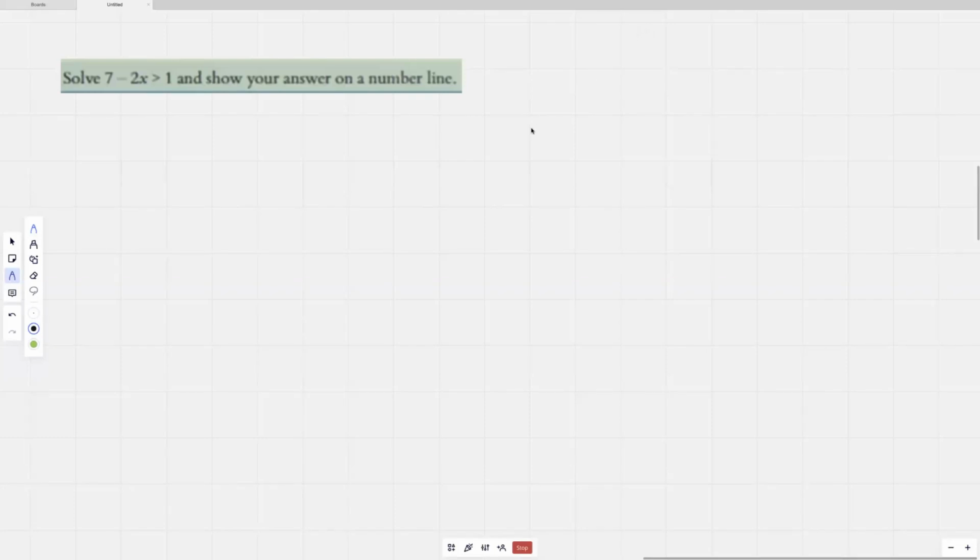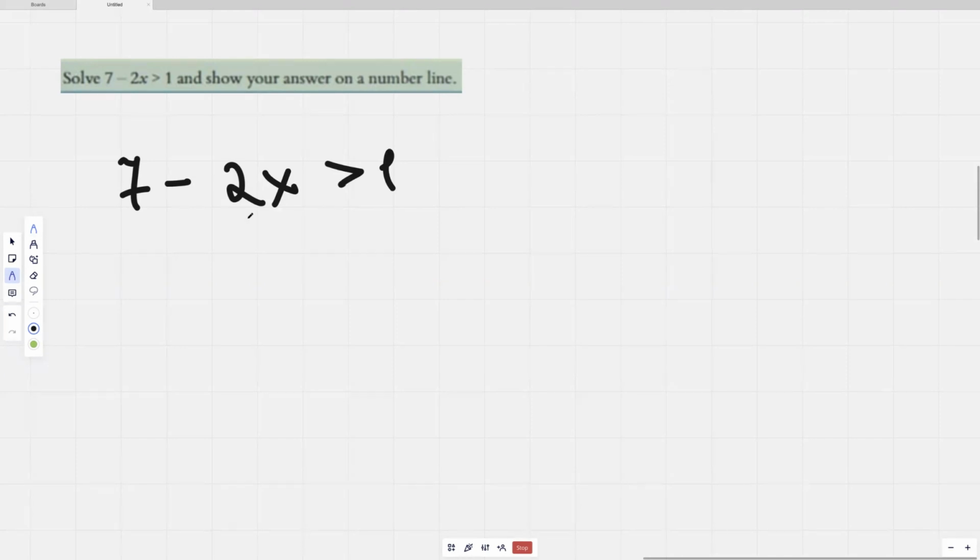So, solving linear inequalities. The question says solve 7 minus 2x is more than 1, and show your answer on a number line. So you have to write the expression itself firstly: 7 minus 2x is more than 1.